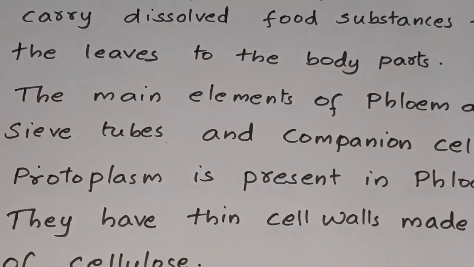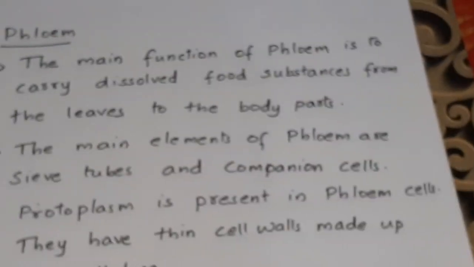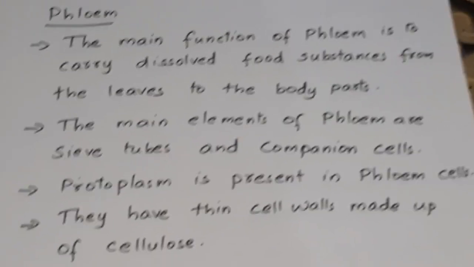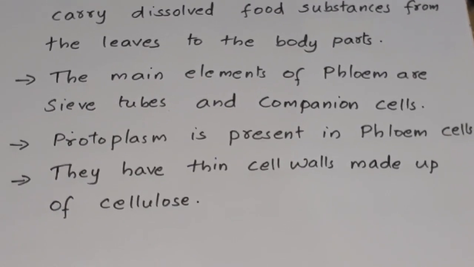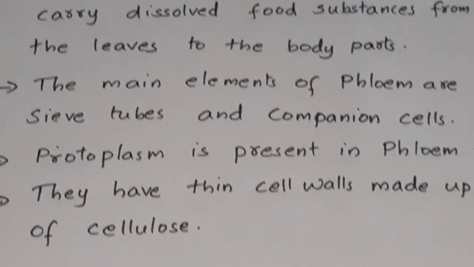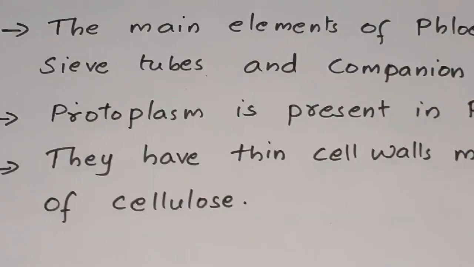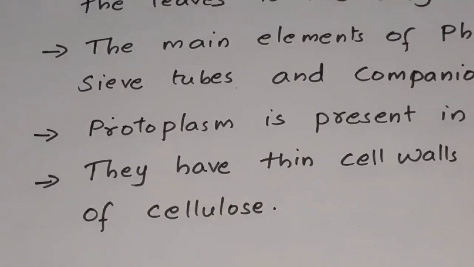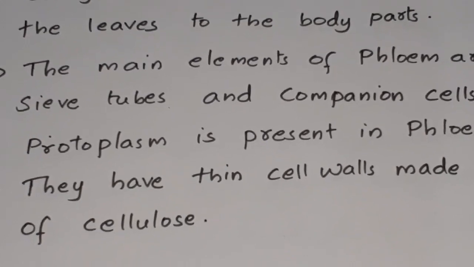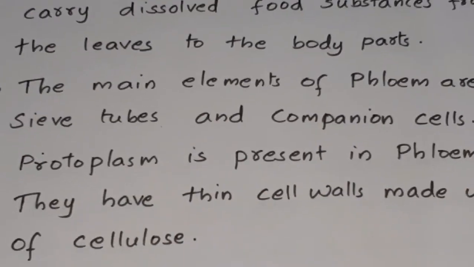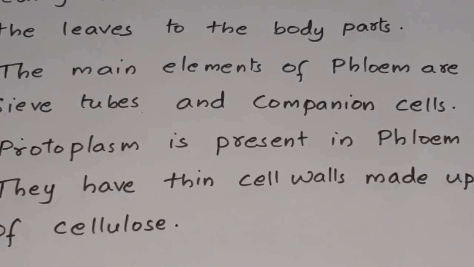Now, what is phloem made up of? Mainly two parts are there, like xylem also has two parts. They are called sieve tubes and companion cells. These are the two parts. In xylem they are tracheids and vessels, but here in phloem they are sieve tubes and companion cells.